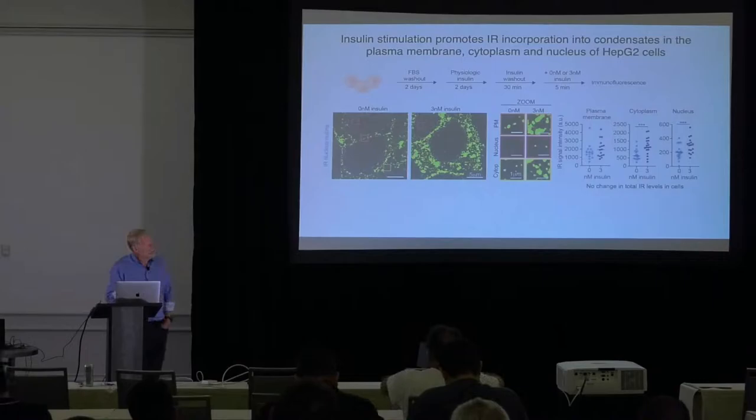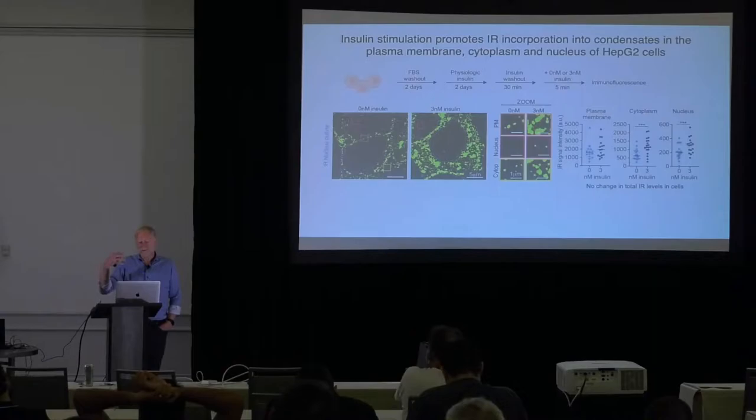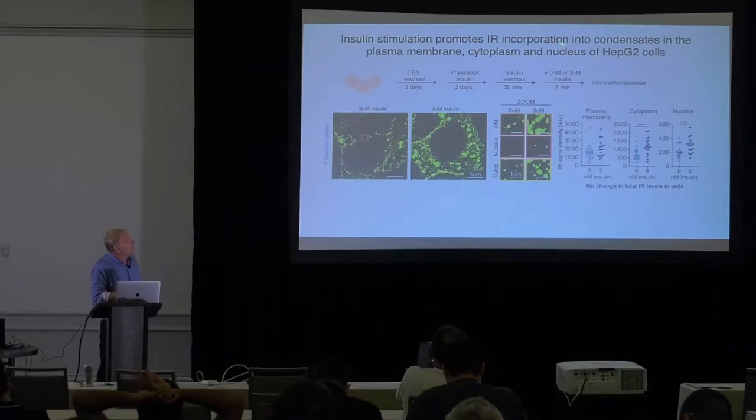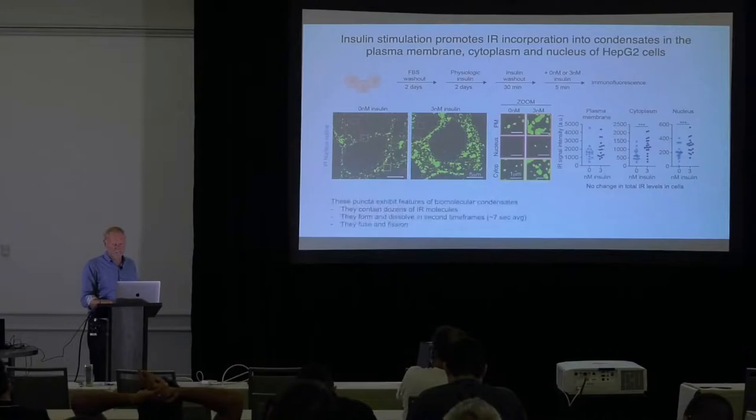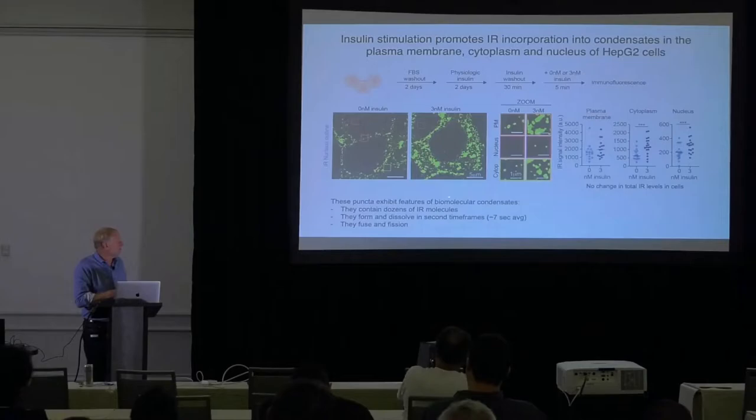And what you can see here is that that acute stimulus causes an increase in the amount of insulin receptor signal that we can see in the puncta. There's been no change in the total insulin receptor protein levels in the cell. This is happening in a short time frame. There's no change in the total level of protein. There's been a change in the amount of that protein that has found itself concentrated in these puncta. The puncta are biomolecular condensates. They are liquid-like. They contain at least dozens of insulin receptor molecules and other molecules that are involved in signaling and other functions. They form and dissolve in about 7-second average time frames. They fuse and they fission.